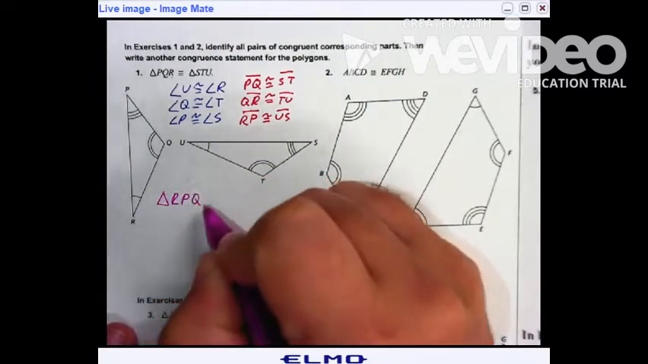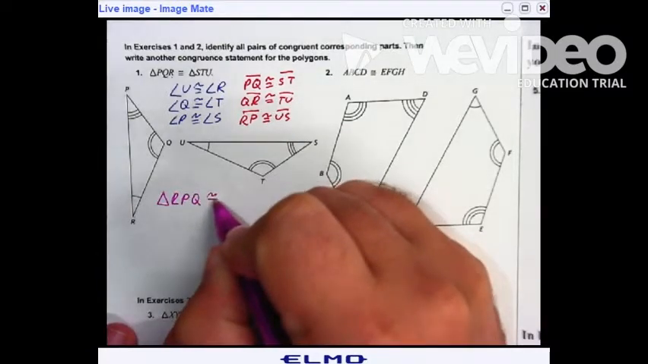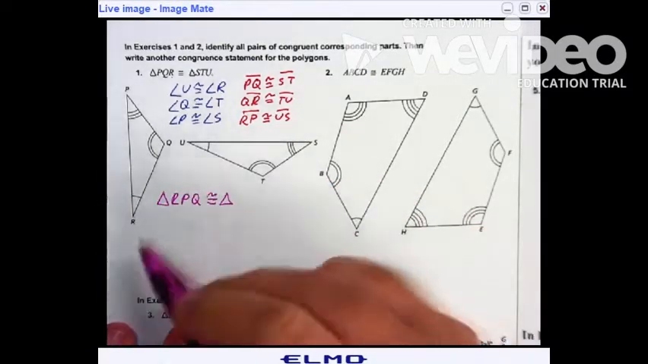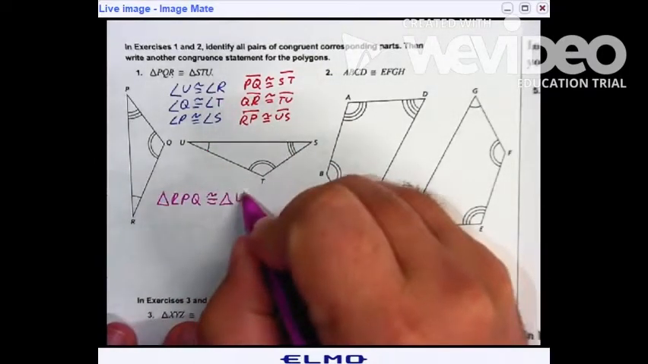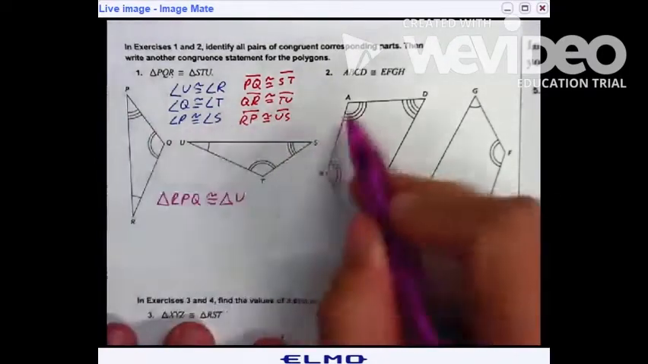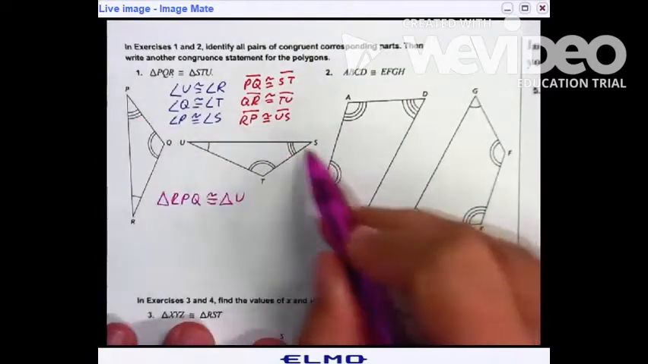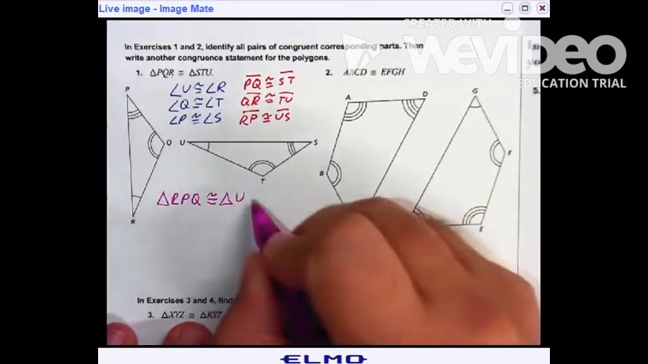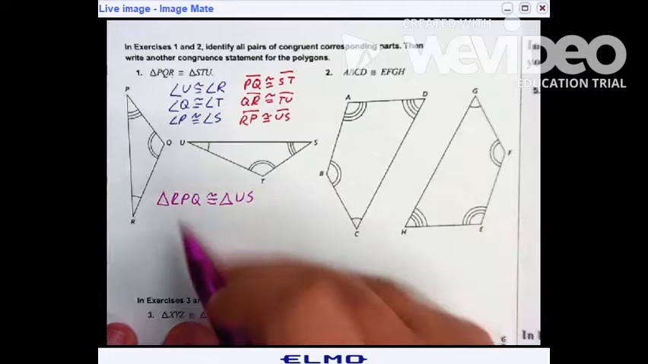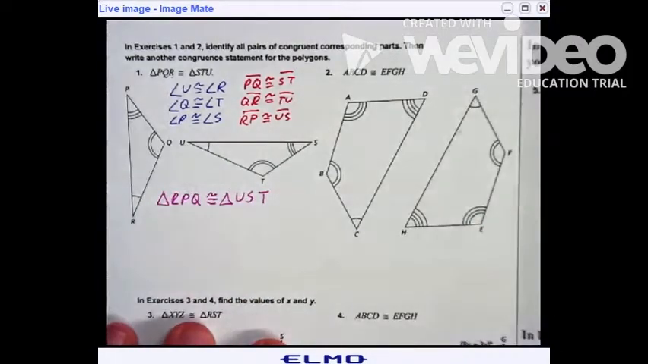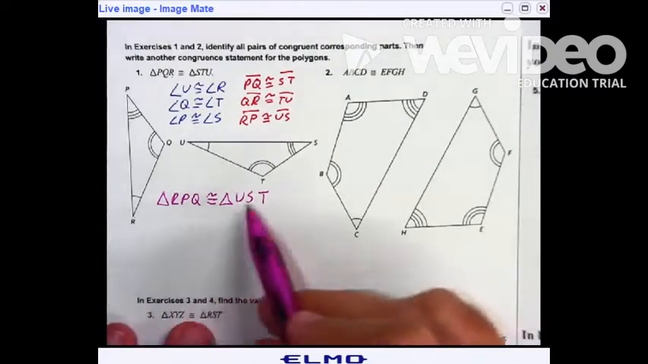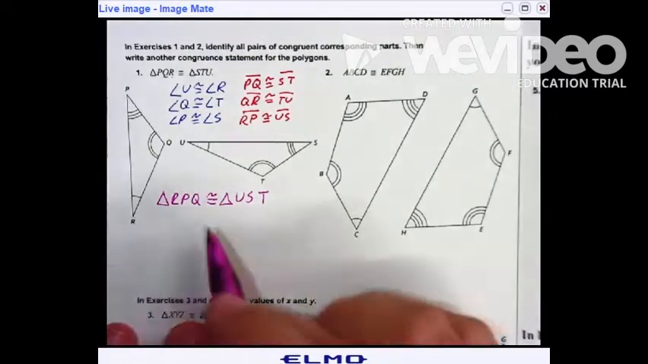RPQ is congruent to triangle. Let's see, what goes with R? U goes with R. They have the same thing. So U, and then I had P. P matches up with S because they have 3 little arcs there. So US, and then Q is going to match up with T. And there it is. That is my new congruent statement.